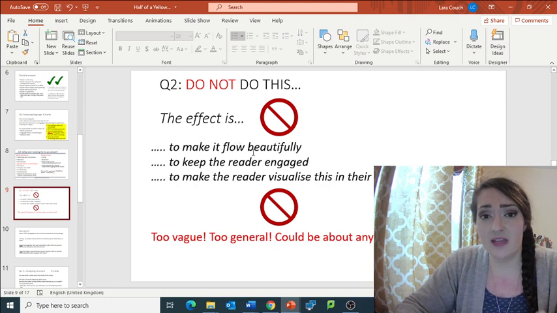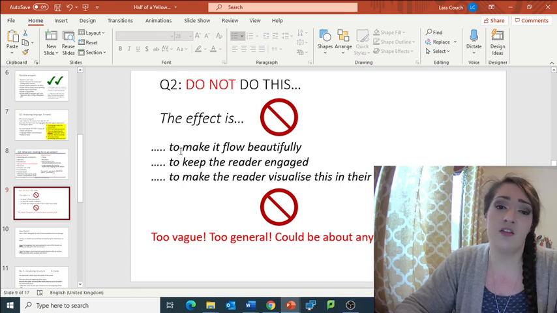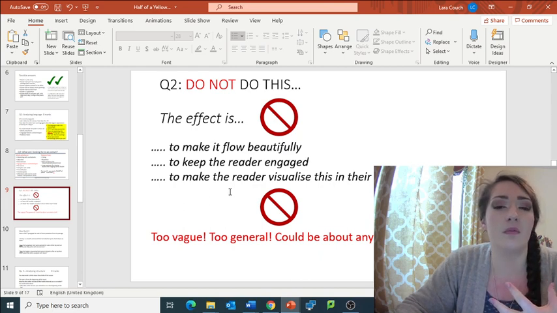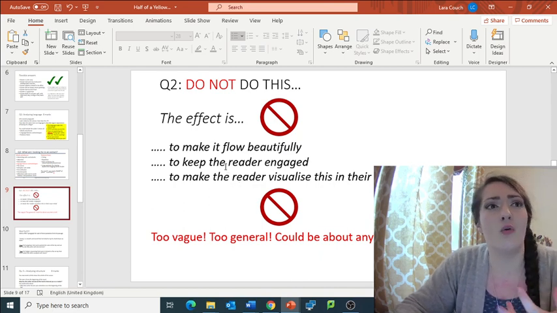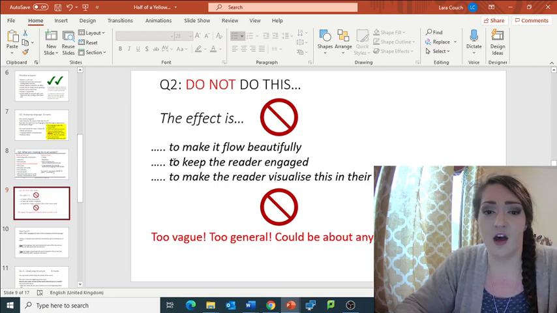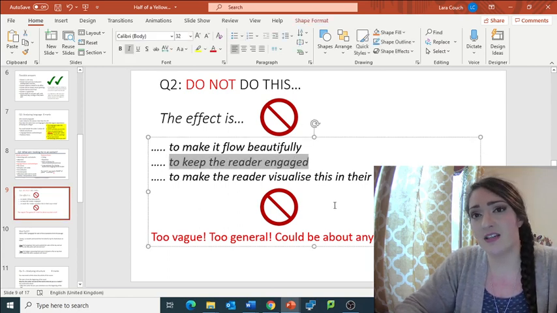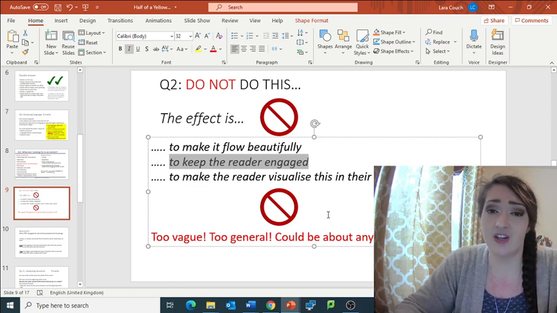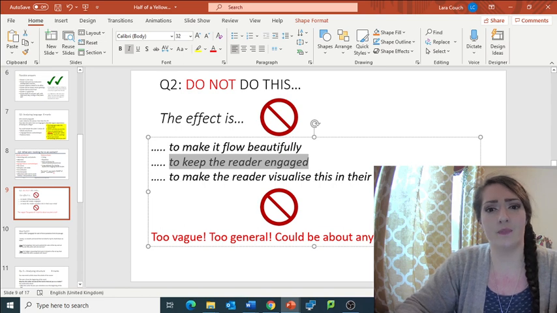Don't do this. Don't give generic or vague statements. So the long sentence makes it flow beautifully. It might do that, but what is the author trying to get across? What's the actual message behind it? Keeping the reader engaged. Every book wants to keep the reader engaged. You could say that about any text. So it's a bit of a throwaway comment, that one.